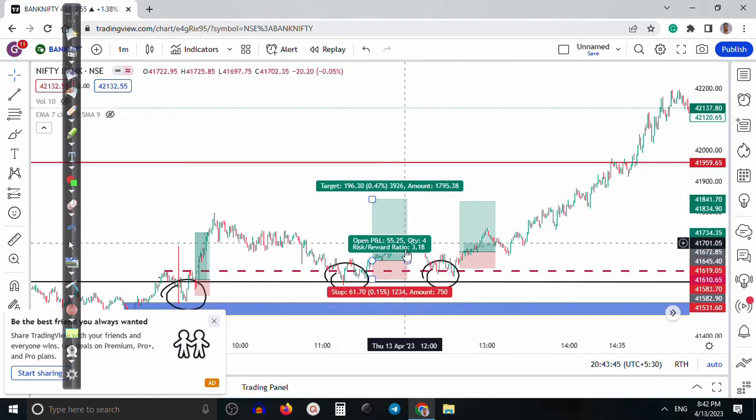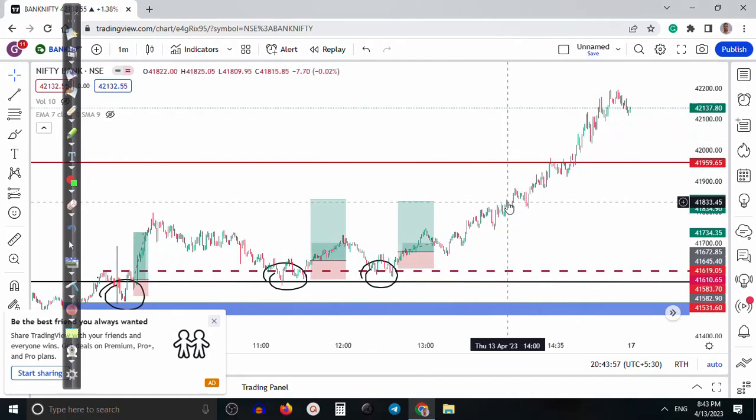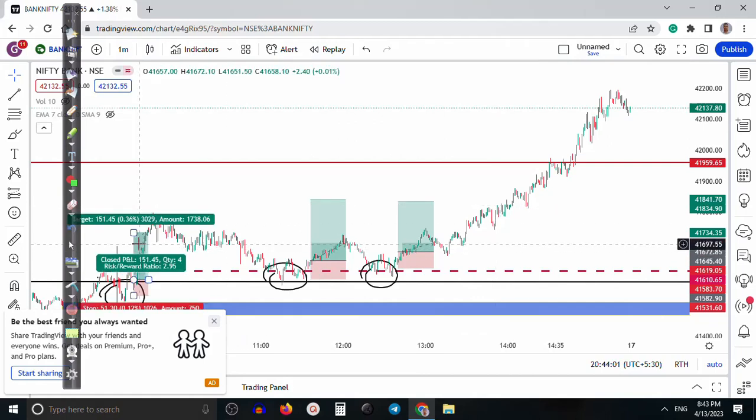So it took too much time, but finally it triggered my target. I never closed my position until it hit my target or my SL. Finally price goes beyond my range, but I'm not interested. So 3 trades I took.